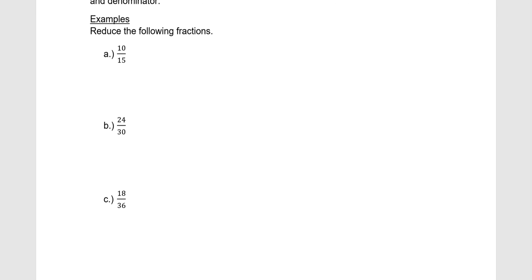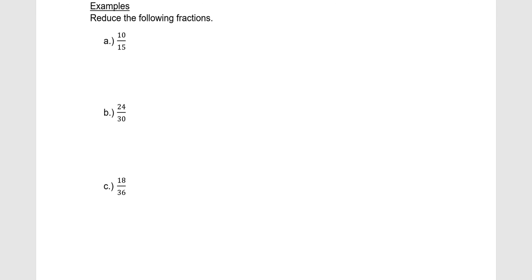First one, let's reduce these. First one is 10 divided by 15, or 10/15. Both of these have a common factor that we can divide off. They both have a common factor of 5, the 10 and the 15.